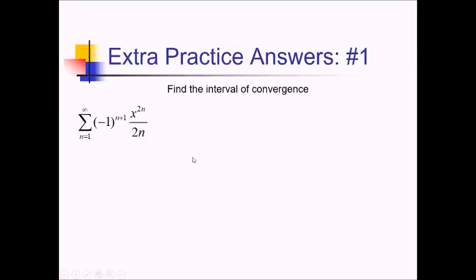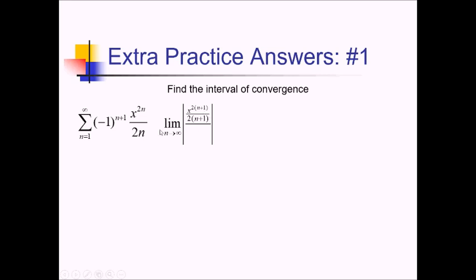For this problem, we're trying to find the interval of convergence for this series. Since this is not a geometric series, we're going to use the ratio test. So I'm going to have the limit as n approaches infinity of the absolute value of the n plus 1th term over the nth term. That means I'm going to have x to the 2(n plus 1), or 2n plus 2, I guess you could write it, over 2 times (n plus 1), or also 2n plus 2. So I'll distribute that in just a moment.